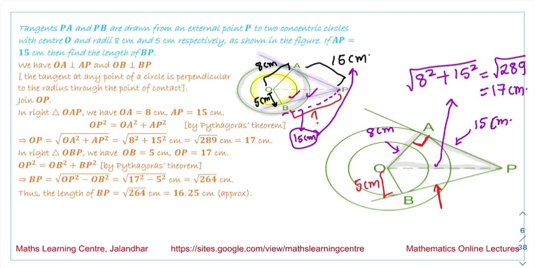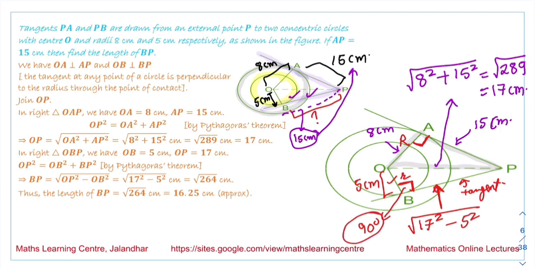So we get that this length PB comes out to be square root of 17 square minus 5 square, because this angle over here is again 90 degree. This is the radius for the smaller circle, this is radius for the larger circle, this is the tangent, and tangent and radius are at the angle of 90 degree.